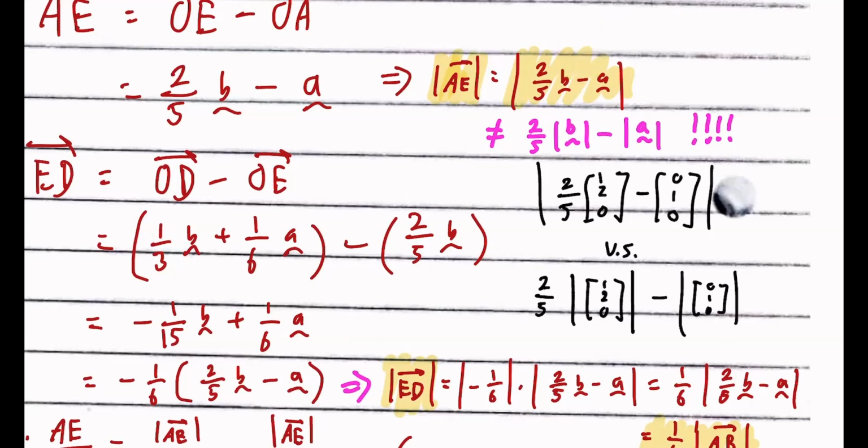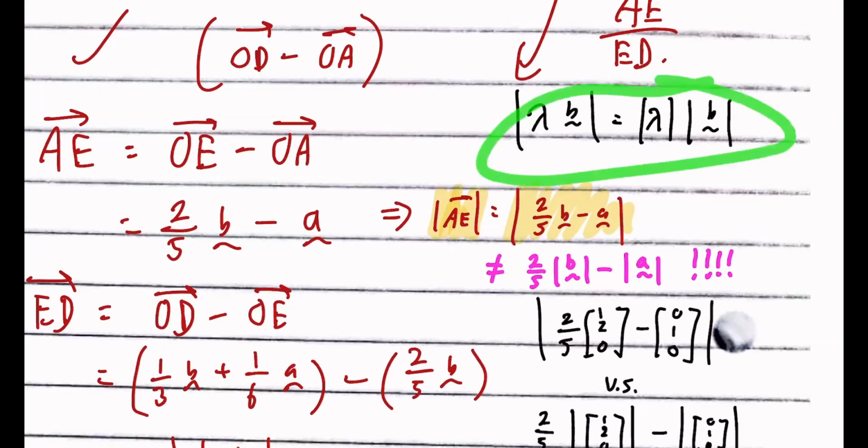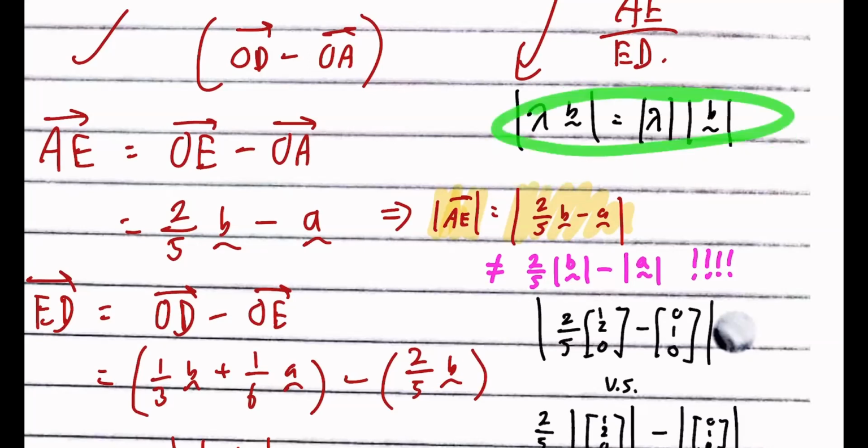You can only split up when it's, for example, lambda times vector B. You take the modulus, it's modulus of lambda times modulus of vector B, like I explained just now. This is the only thing you can do. That's all you can do for vectors. Later on, in complex numbers, you will also learn another version of modulus for complex numbers, but it's different.